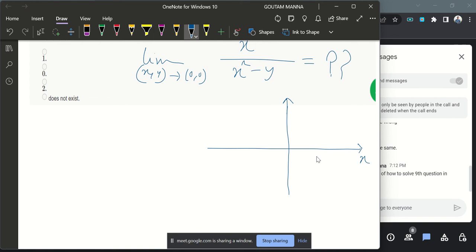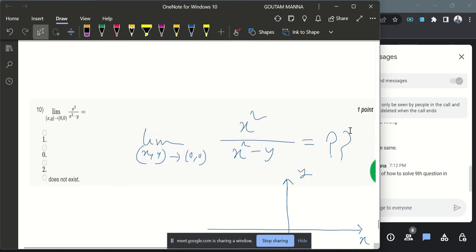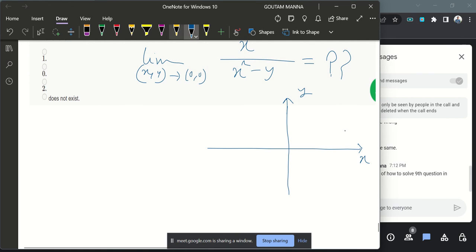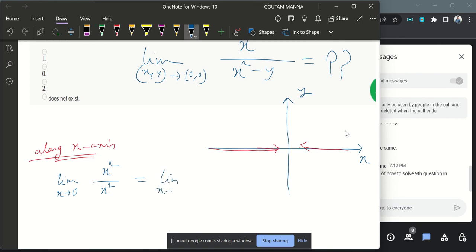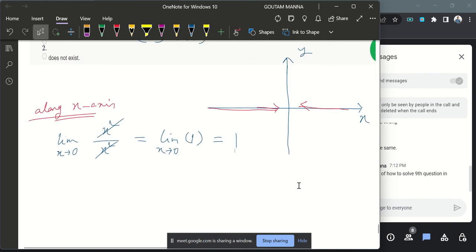Let's draw the xy coordinates. Now if you come along the x-axis to the point (0, 0), in that case y equals 0. So along the x-axis, x tends to 0, y is already 0, so we have x squared by x squared, which equals the limit as x tends to 0, where x squared cancels and it's basically 1. So if you come to the point (0, 0) along the x-axis, its limit is 1.